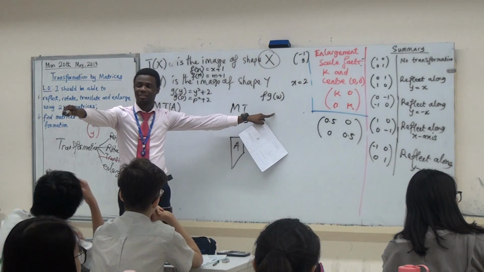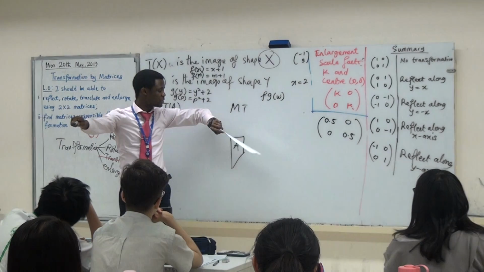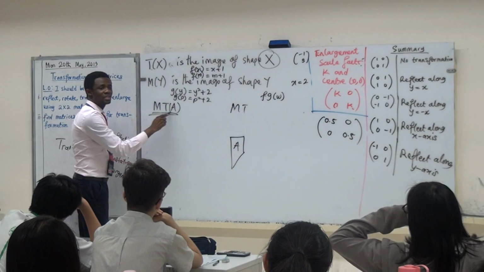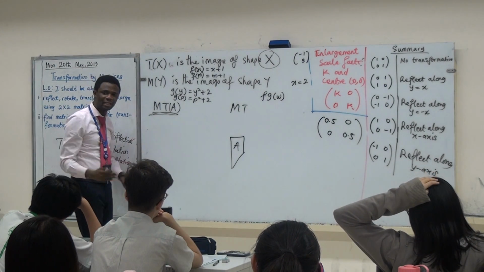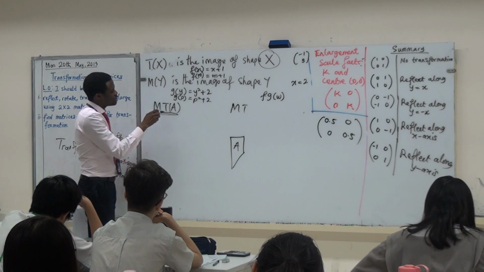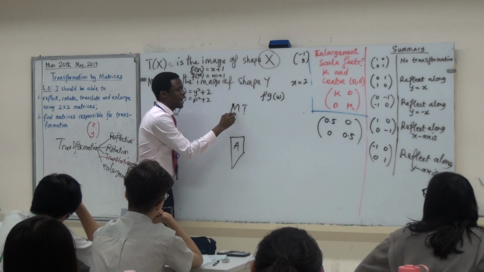Composite what? Function. So this is the composite of a transformation, a combined transformation. Does it make sense now? So who can explain what this means? What does this transformation MT mean?